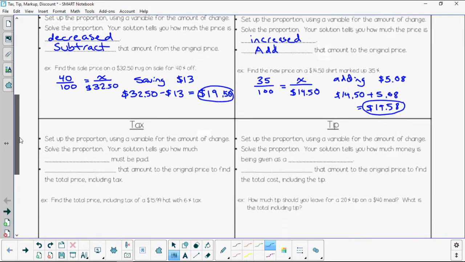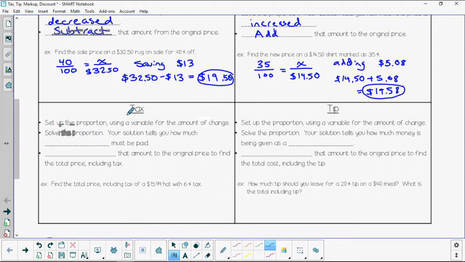Tax and tip work a lot like markup. Again, set up the proportion using the variable for the amount of change, solve the proportion. It tells you how much tax must be paid. You add that amount to get the total price including tax. So the total price including tax of a $15.99 hat with a 6% tax. We're finding 6%, 6 out of 100, equals X out of $15.99.